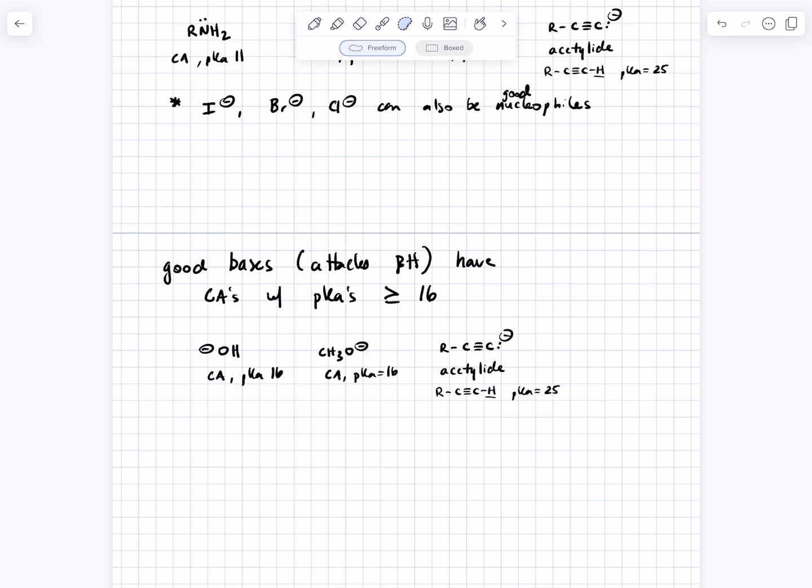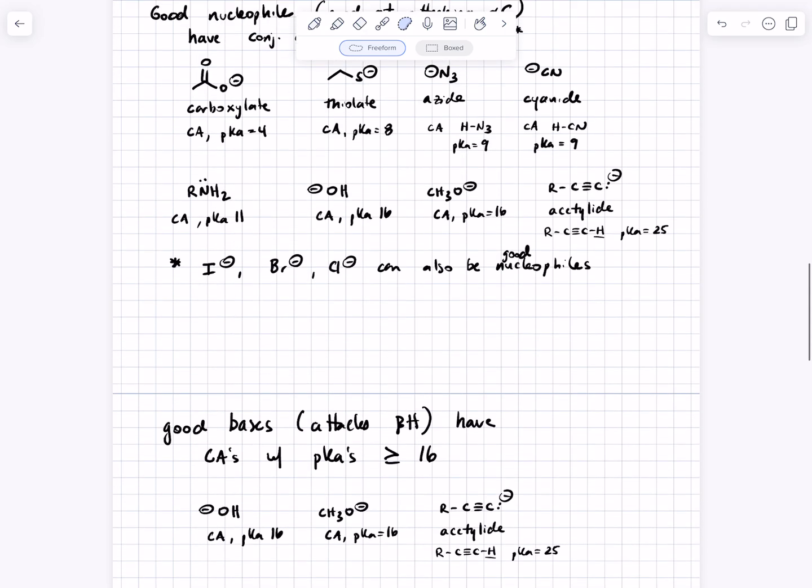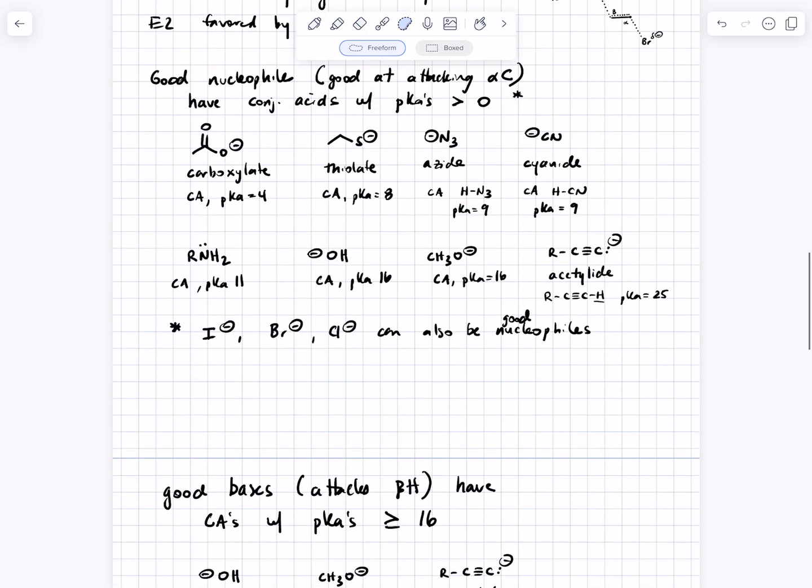So some things are going to be both good nucleophiles and good bases. Others are going to be just good nucleophiles, right? So all of these here with conjugate acids with pKa's lower than 16 are going to be good nucleophiles, but poor bases.